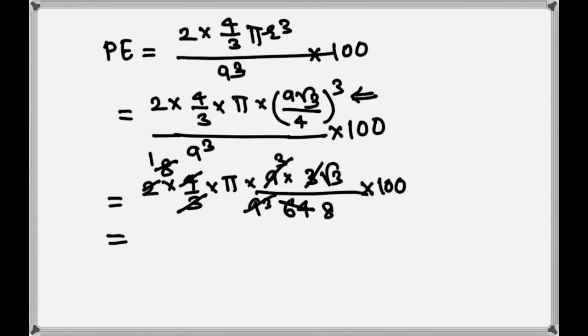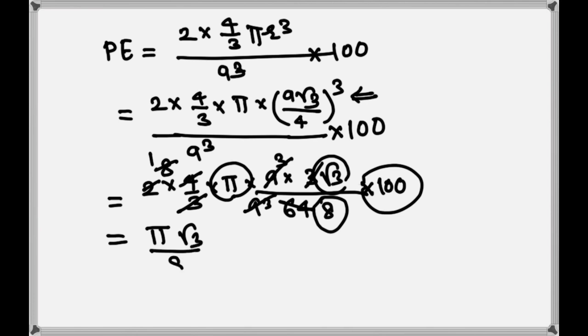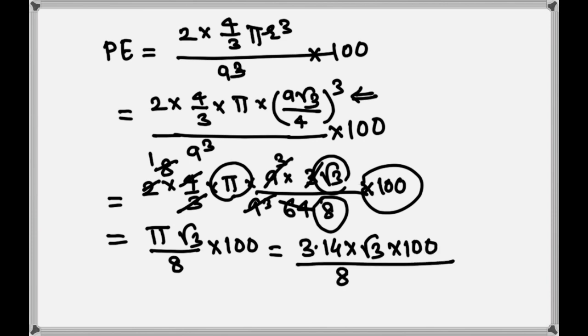Then remaining terms are this pi, this root 3, 8 and 100, right? So pi root 3 divided by 8 into 100, how much? Value of pi is 3.14 into root 3 into 100 divided by 8. What is the value? So it is 314 into root 3 divided by 8. The value is 68%, right?